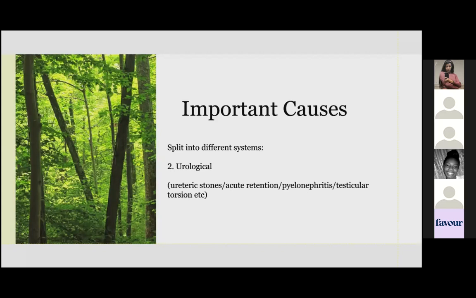Acute urinary retention is another cause. And again, this is acute retention, not just urinary retention. So some older males with large prostates will go into chronic retention, which happens over a period of weeks or months, and this doesn't cause acute pain. Pyelonephritis, and like I mentioned before, testicular torsion is one of the serious urgent causes of acute abdomen. So this is why we always need to examine the testicles in a male with acute abdominal pain.